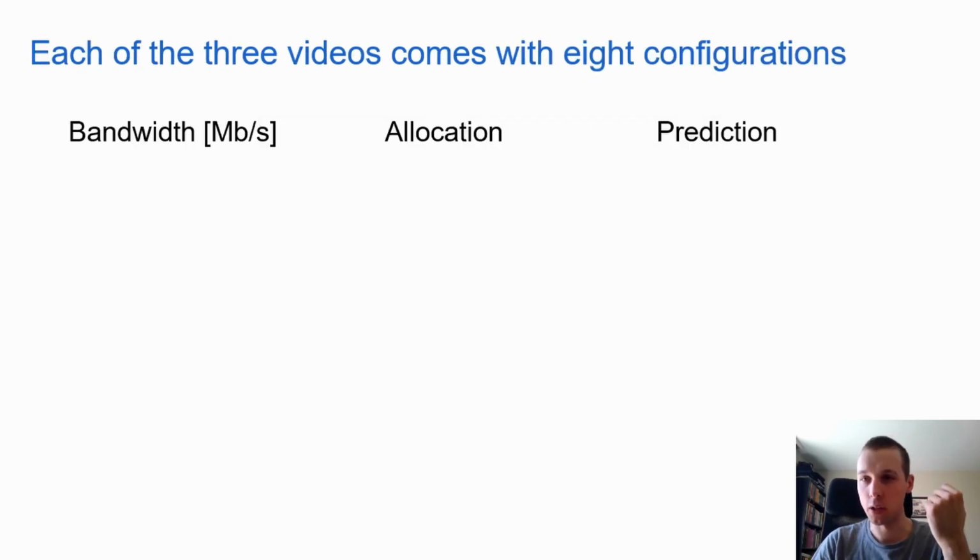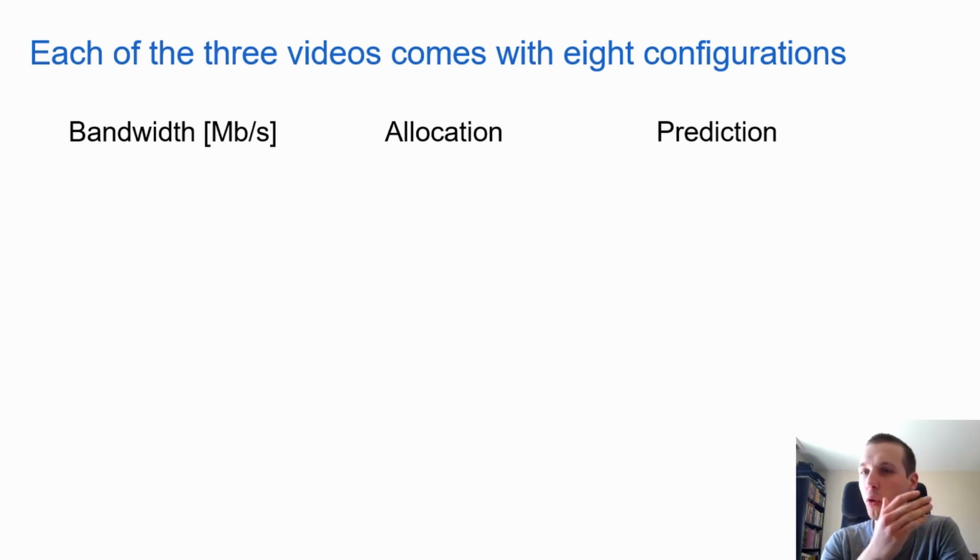And for each of these scenes, for each of these videos, we provided 8 configurations for subjective evaluation. One parameter is bandwidth, so the amount of bandwidth that we have available in the network. We have the allocation, so the way in which the bandwidth is allocated to the objects.